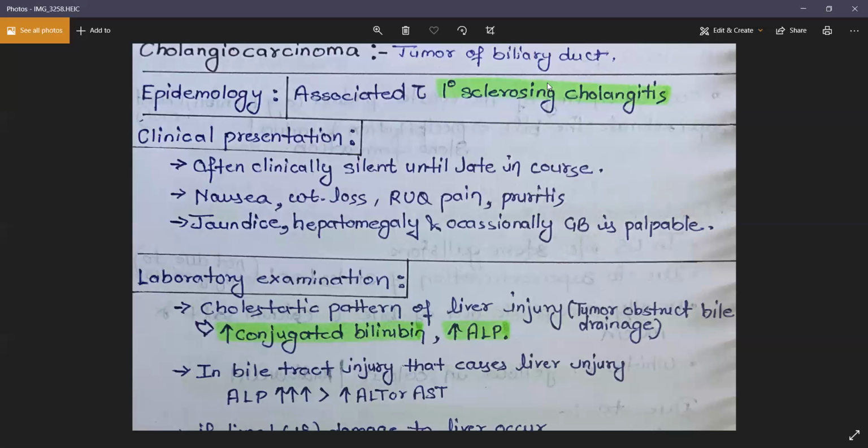And because of a high level of bilirubin, the patient can also have pruritus. So the obstructive symptoms will be there, and the symptoms of cancer will be there. Obstructive symptoms include pruritus, right upper quadrant pain, nausea, vomiting, jaundice, hepatomegaly. And the symptoms of any cancer include weight loss, fatigue, and anorexia. And because a blockage is there, the pressure will be increased in the gallbladder, and you can sometimes even palpate the gallbladder. This is also a symptom, right?